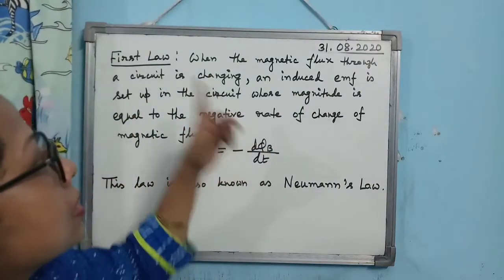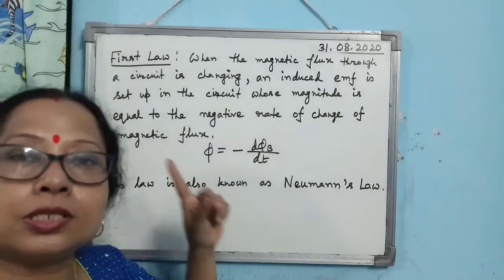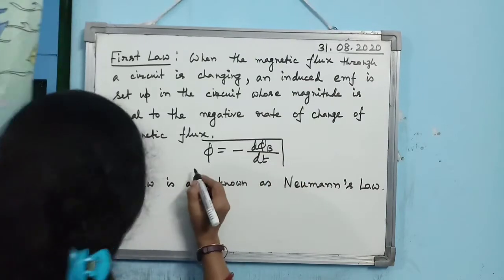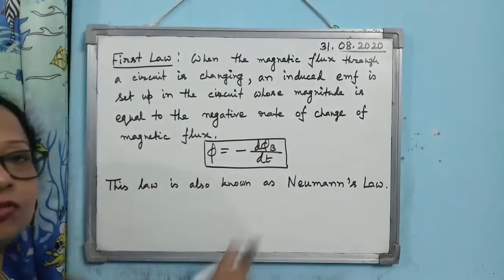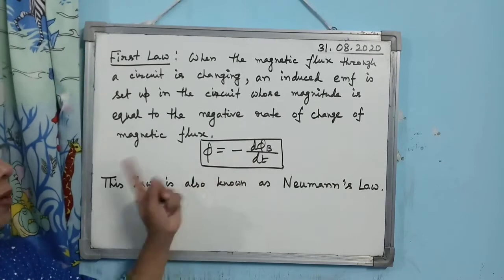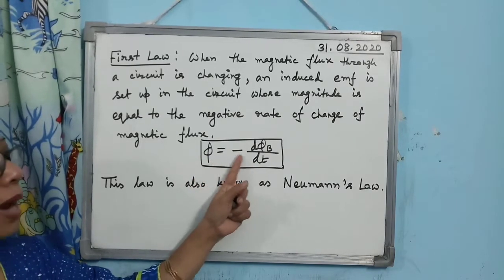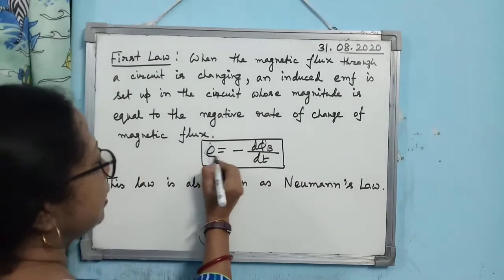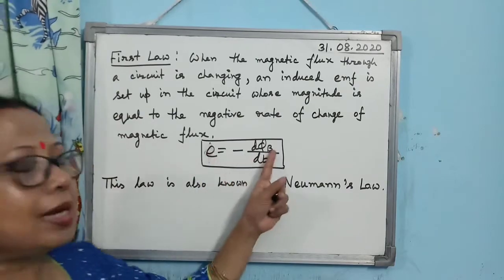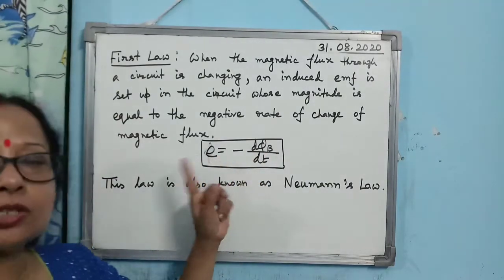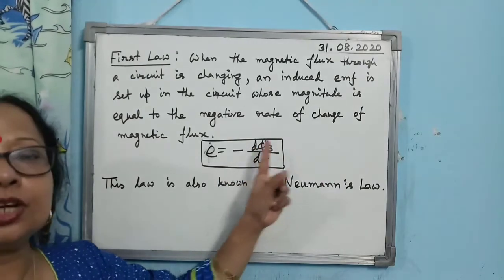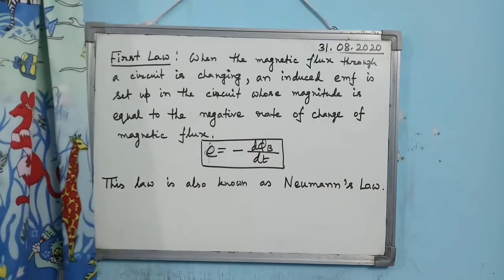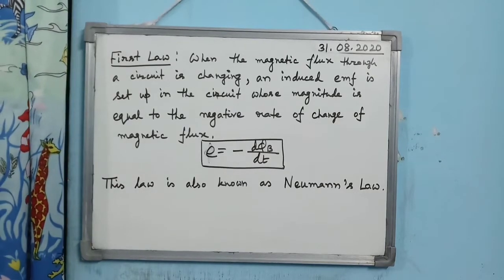So you must learn the statement of the first law of electromagnetic induction and also its mathematical representation. Induced EMF is equal to minus d phi B by dt. Induced EMF is always equal to the negative rate of change of magnetic flux linked with the coil. And another name for this first law is Neumann's law. That also you must remember.